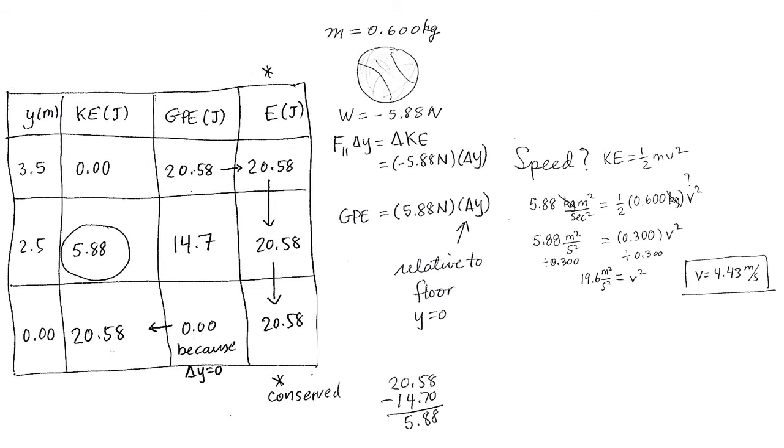GPE. Opposite of this. Particular case, positive 5.88 newtons. That's mg, positive. Y, delta Y equals 0.